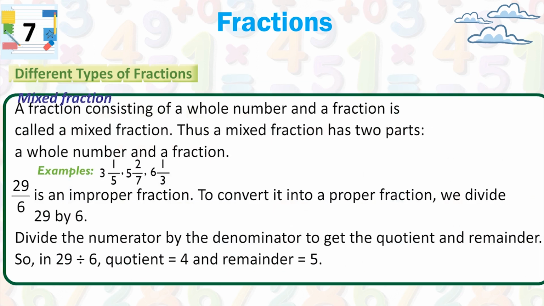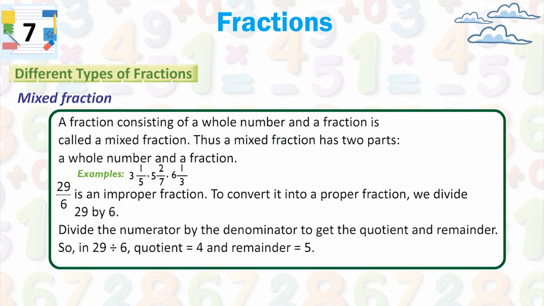Mixed fraction. A fraction consisting of a whole number and a fraction is called a mixed fraction. Thus, a mixed fraction has two parts, a whole number and a fraction. Example, 3, 1 upon 5, 5, 2 upon 7, 6, 1 upon 3.